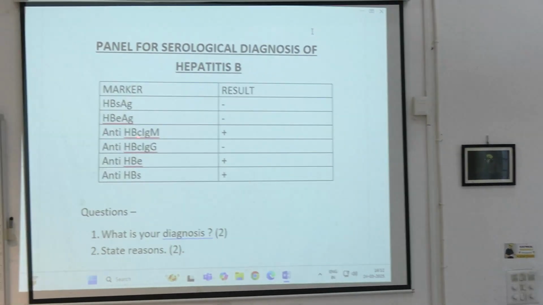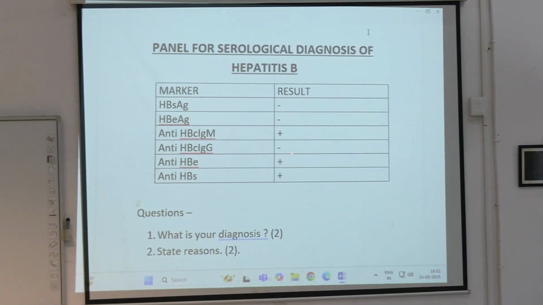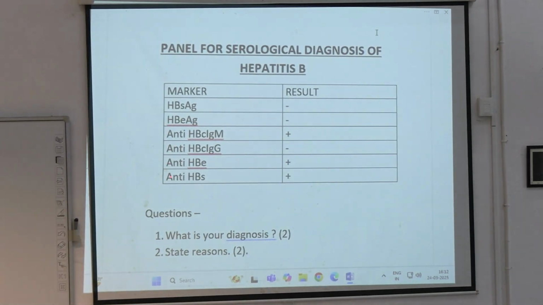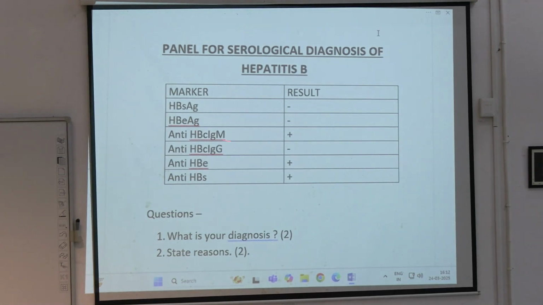so the third panel is HBsAg antigen negative, HBe antigen negative, anti-HBc IgM positive, anti-HBc IgG is negative, anti-HBe positive, and anti-HBs positive. So the presence of antibody here is evident and surpasses the absence of surface antigen and envelope antigen.